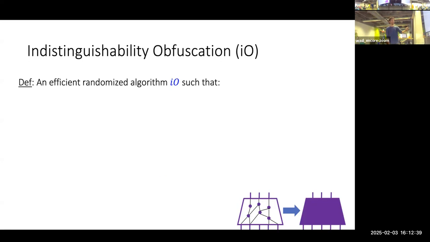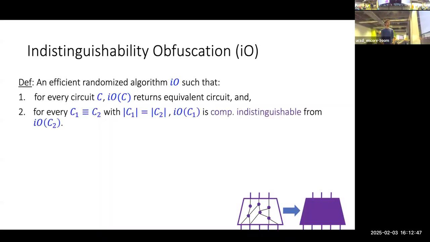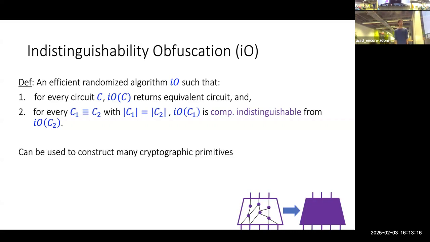Indistinguishability obfuscation is an efficient randomized function, IO, that takes a circuit and outputs an equivalent circuit that computes the same functionality. But for every two equivalent circuits, C1 and C2, that compute the same function and have the same size, we cannot distinguish between the obfuscation of C1 and the obfuscation of C2. So the IO hides the internal implementation of the circuit. We cannot know what was the original implementation. And as I said, this is a very strong cryptographic primitive, and we know how to construct strong cryptographic primitives from it.